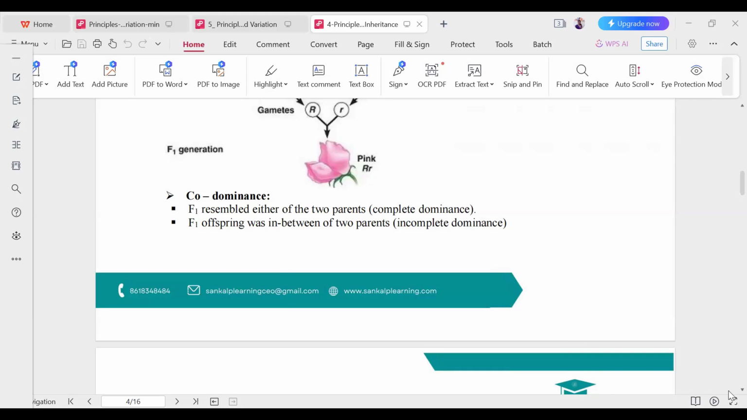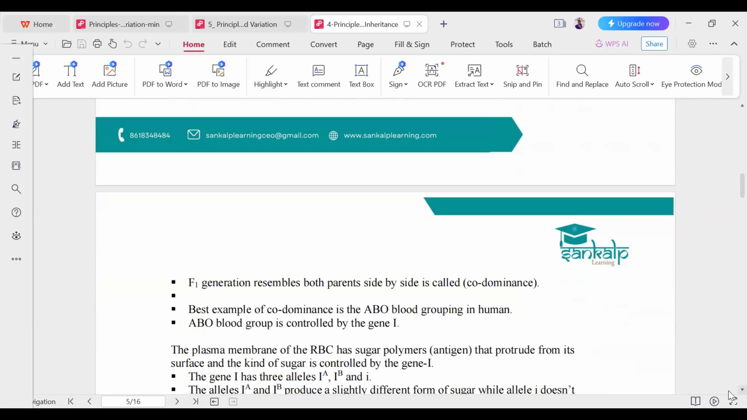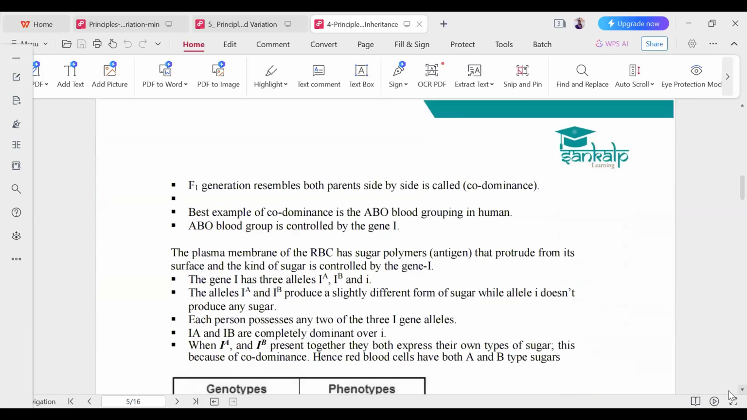F1 resembled both of the two parents in complete dominance. F1 offspring was in between the two parents in incomplete dominance. F1 generation resembles both parents side by side is called codominance. Best example of codominance is the ABO blood grouping in human. ABO blood group is controlled by the gene I.